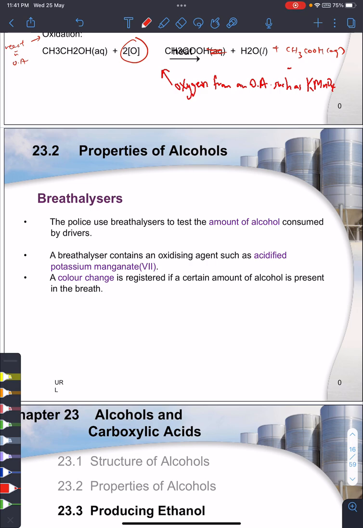But which means that the police will have to check whether this driver is drinking or not. So they use this breathalyzer. Literally they just bring this, ask the driver to blow in, and your breath will betray you. Your breath will actually tell the machine whether you have drunk or how much you have drunk. So quite interesting. In this case you can see, it's actually KMnO4, color change. So it's an interesting application of this reaction.